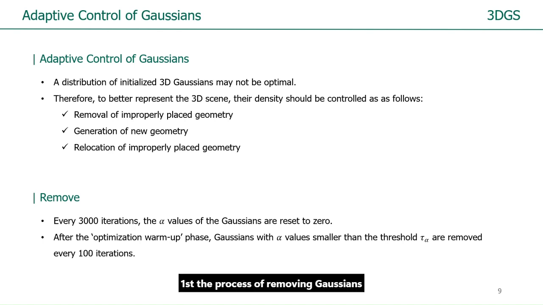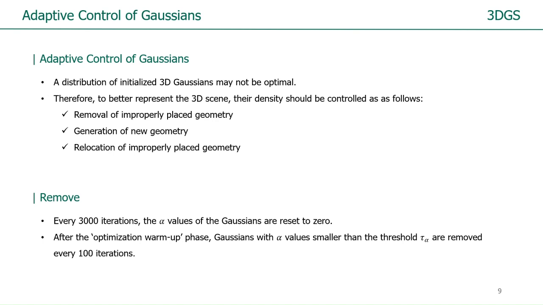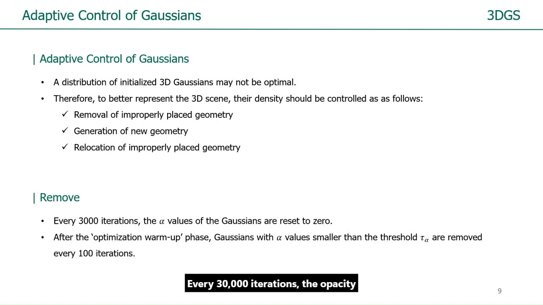First, the process of removing Gaussians that do not contribute to representing the scene is performed as follows. Every 3,000 iterations, the opacity values of the Gaussians are reset to 0. Then, after the optimization warm-up phase, Gaussians with opacity values smaller than a predefined threshold are removed every 100 iterations. This helps eliminate unnecessary Gaussians and improves the overall scene representation efficiently.